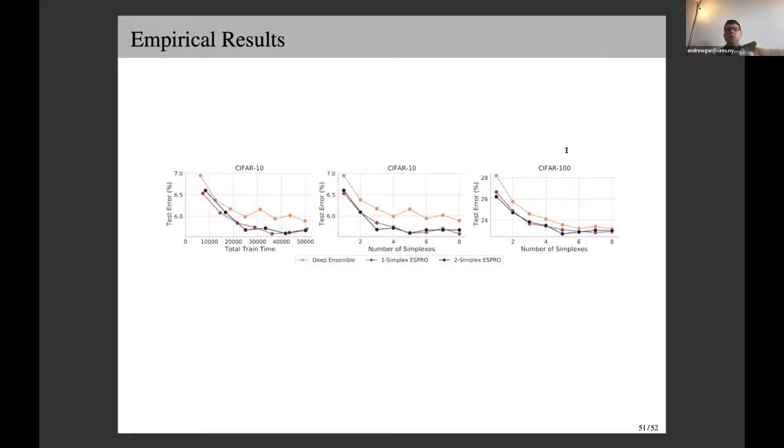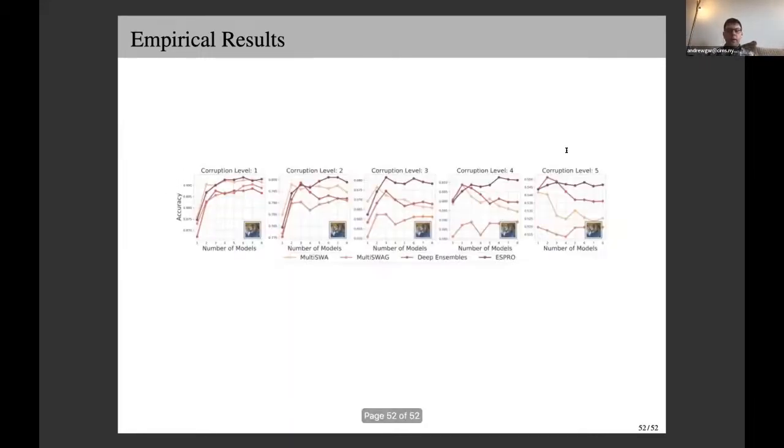And it can be viewed as approximate Bayesian inference, where our posterior is one of these big multidimensional simplices that we're finding. We also found that we could improve accuracy quite a bit under covariate shifts. So if we corrupted our data quite a lot, this procedure was especially good relative to alternatives like deep ensembles, et cetera, and other approximate Bayesian inference procedures.